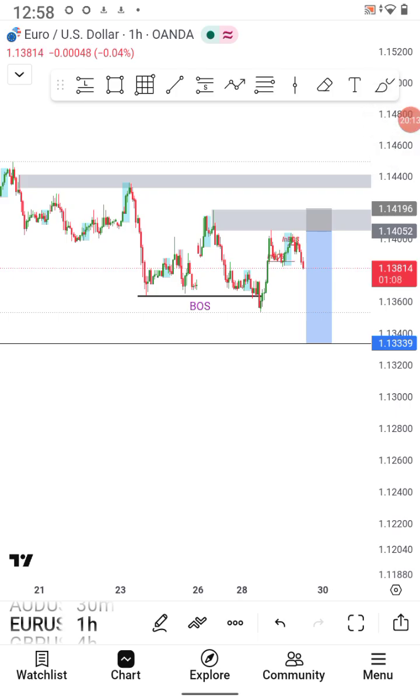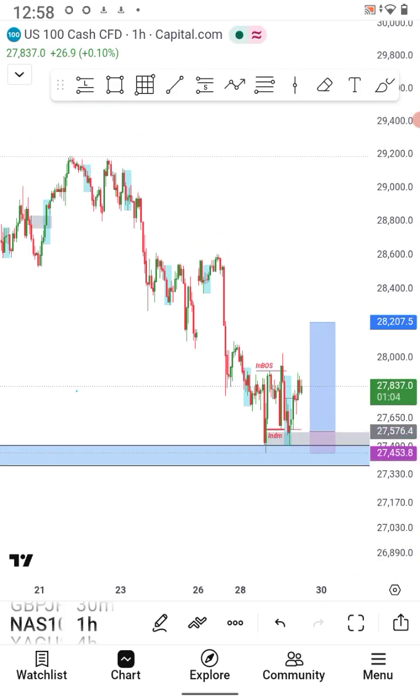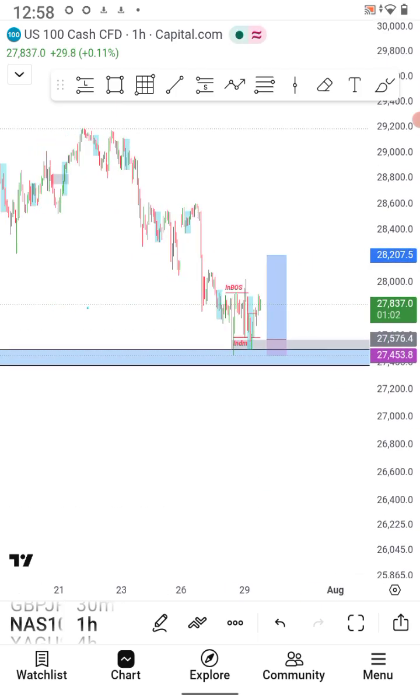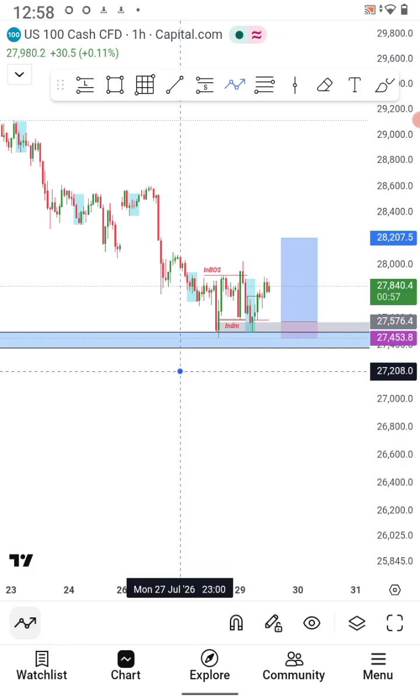Yes, I also have another trade on. I have another trade on Nasdaq. I almost forgot. Nasdaq. The same thing I always preach. This is a buy scenario.